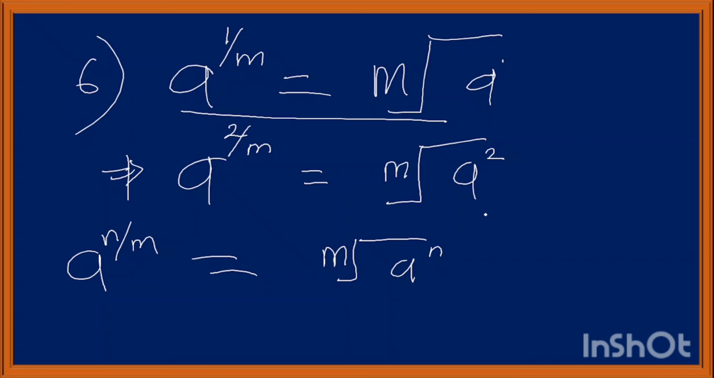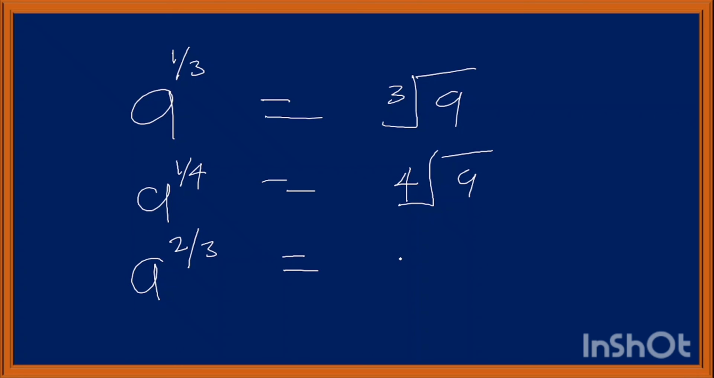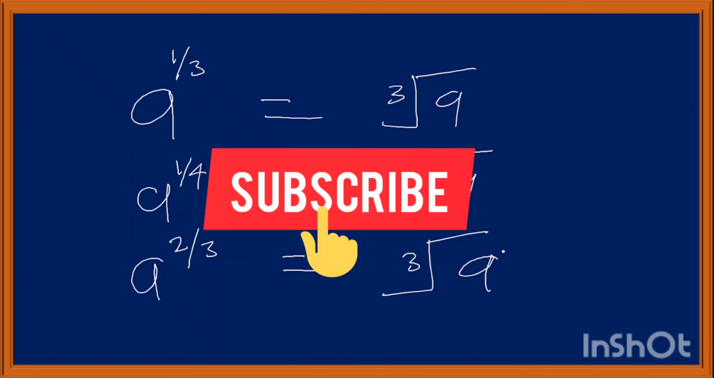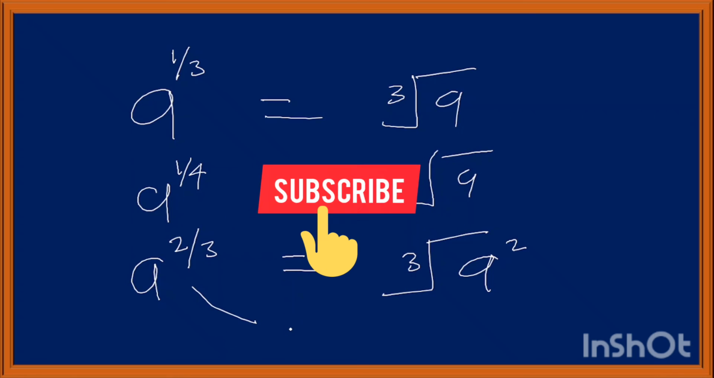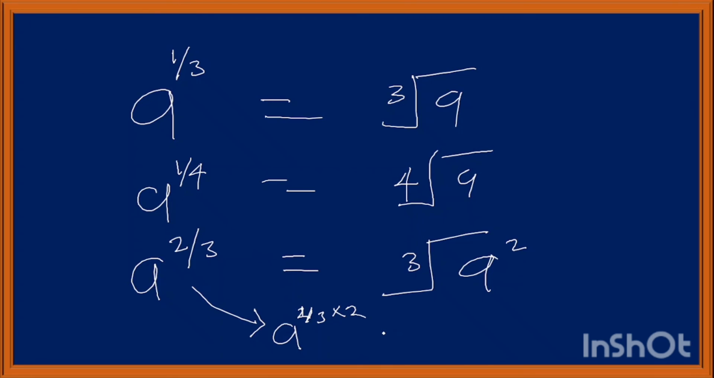Let's see examples. If I have a to the power 1 over 3, this is what? The cube root of a. If I have a to the power 1 over 4, this is what? The fourth root of a. If I have a to the power 2 over 3, this is what? The cube root of a squared. This is because it is the same thing as saying a to the power 2 times 1 over 3, which is equal to the cube root of what? a to the power 2.